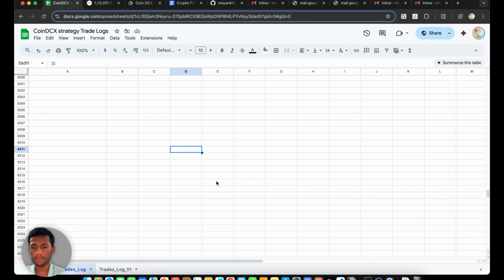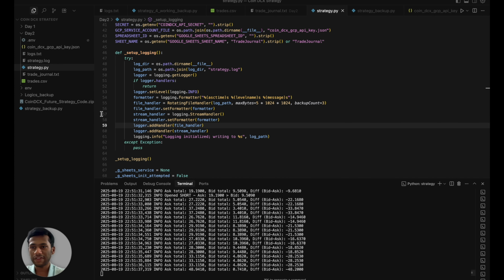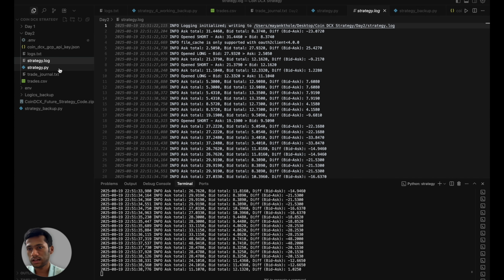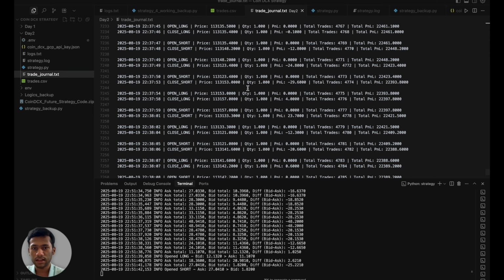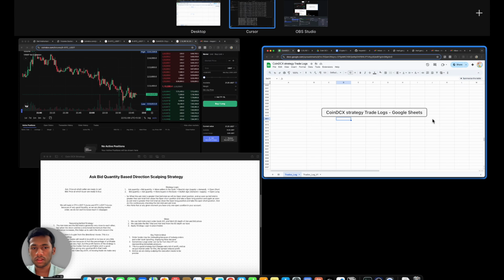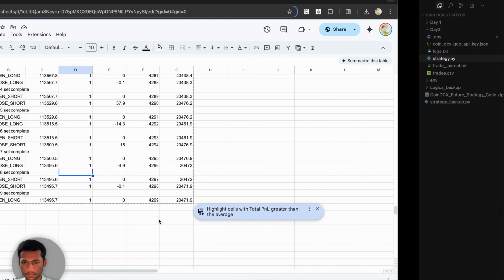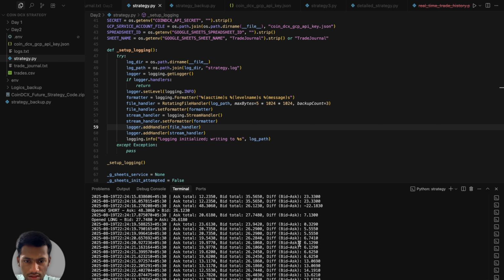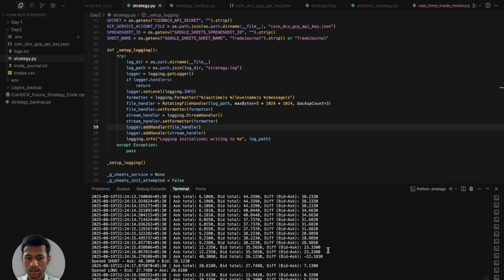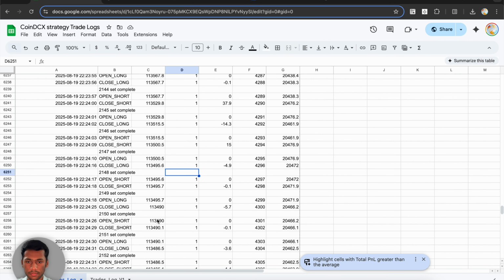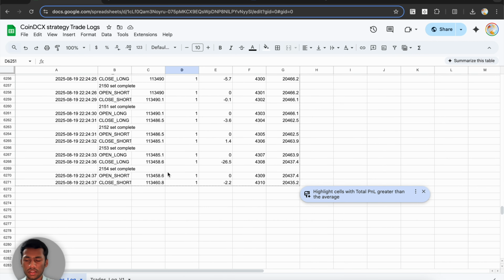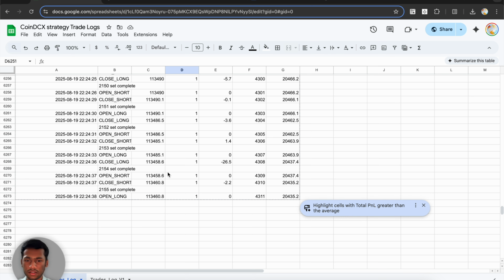So let's see the live implementation. We are storing all the logs in a CSV as well as in a text file to see what exactly is happening, and also in a Google Sheet to track everything correctly. Here you can see that the bid total was greater than the ask total, but then the ask total became greater than the bid total, and then we open our short position and close the previous long position here. We have to take trades in a very fast manner.